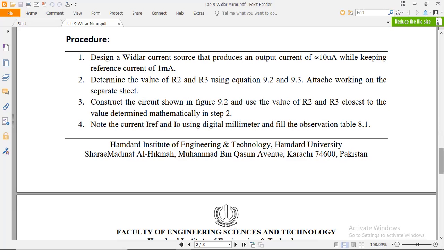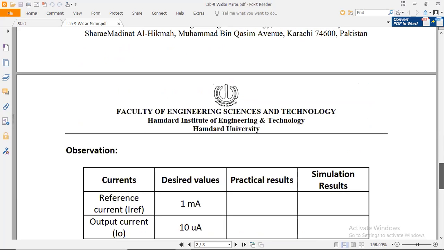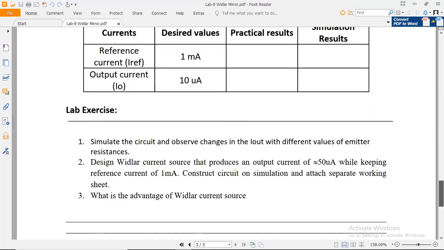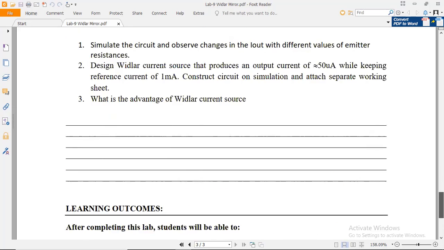So there are two tasks to be done in this circuit simulation: we have to find the R2 and R3 resistances, and I reference and I naught. That means the input current and the output current that we have to find in this lab. The desired reference current is 1 milliampere and the desired output is 10 microampere. The practical value can be extracted from the simulated results that we already obtained in the Multisim simulation. And these are the further tasks incorporated here.